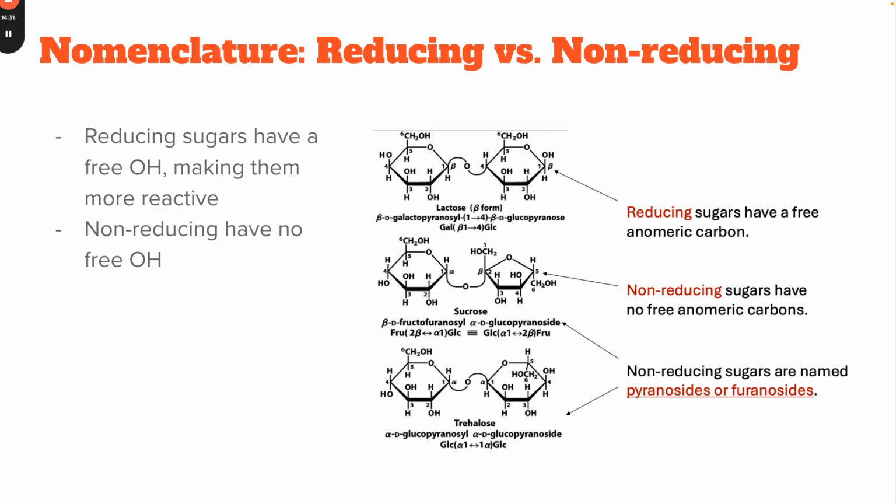So yeah, reducing sugars have a free OH, making them more reactive on the anomeric carbon, like we just said. So that's important to note. Reducing sugars are reactive. Non-reducing sugars do not have a free OH, so they're less reactive. And then this is just a depiction. This is a reducing sugar because we have a free OH. This is a non-reducing sugar because our anomeric carbons are actually involved in the glycosidic bond. That's important to note. Your anomeric carbons, if they're both involved in the glycosidic bond, will not be reducing sugars. It will be non-reducing sugars.